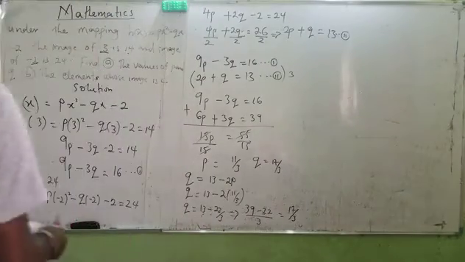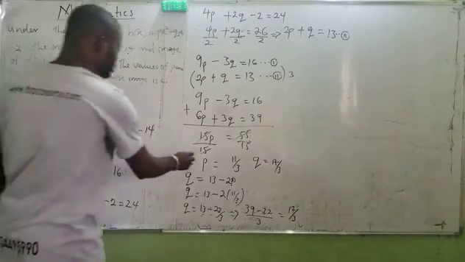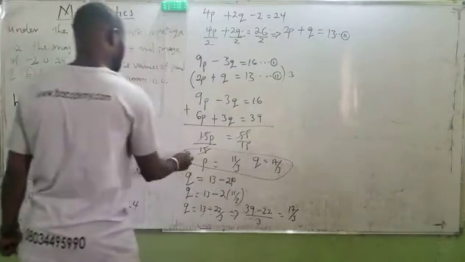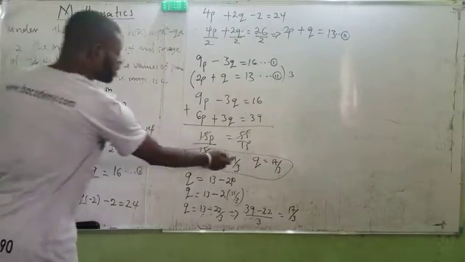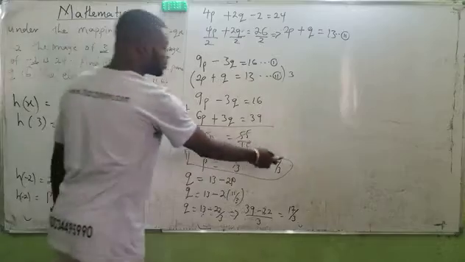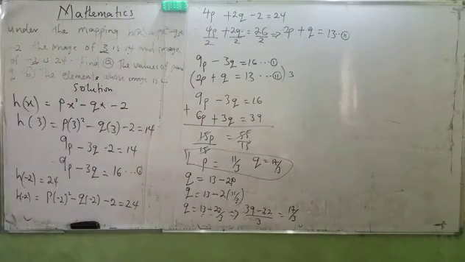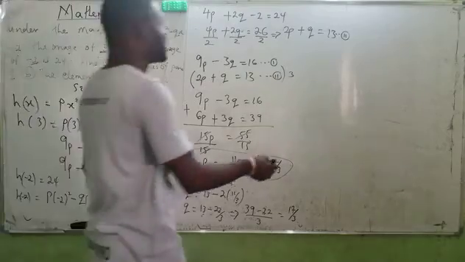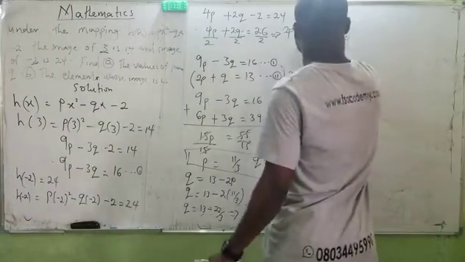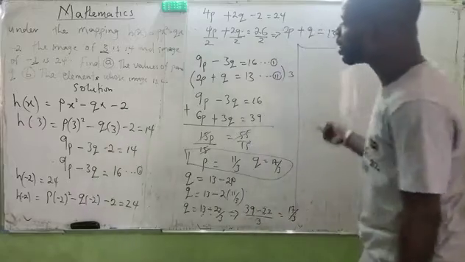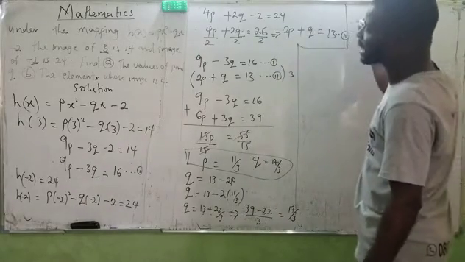Now you are asked to find, this is my question, this is my A. Now p is equal to what? 11 over 3. q is equal to 17 all over 3. Now you are asked to find the element whose image is 4.